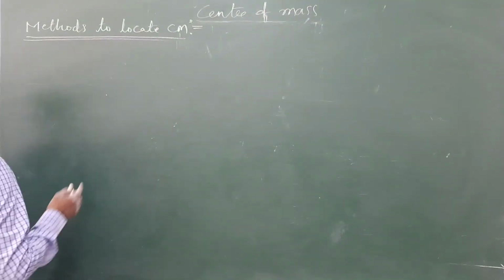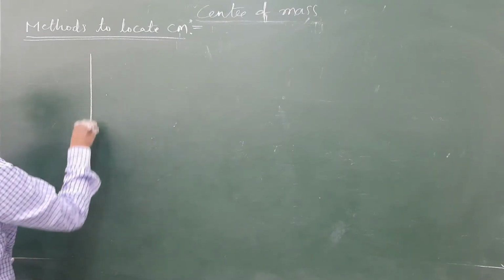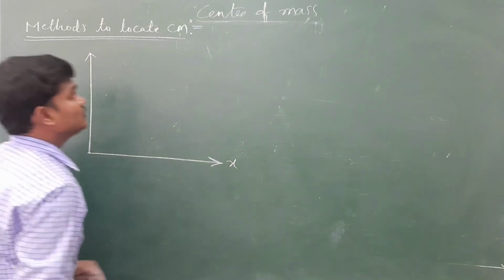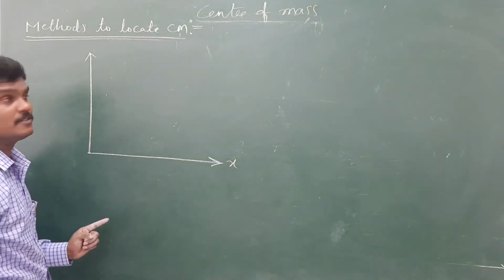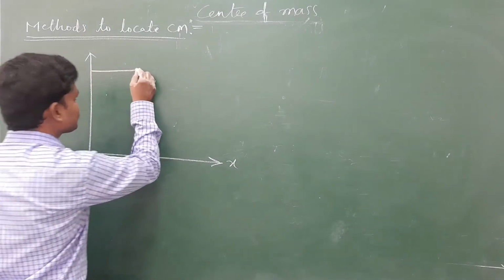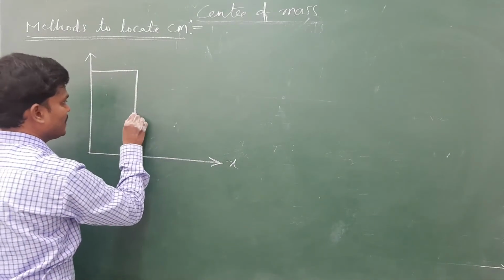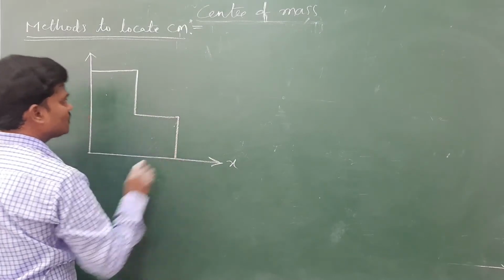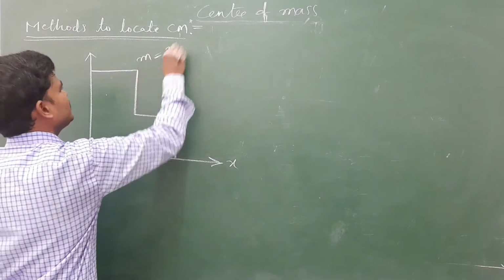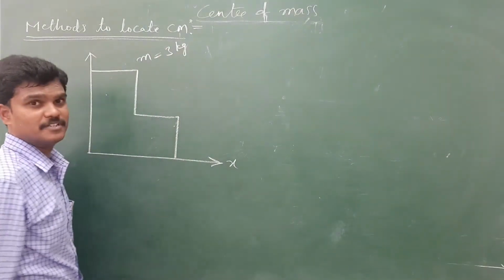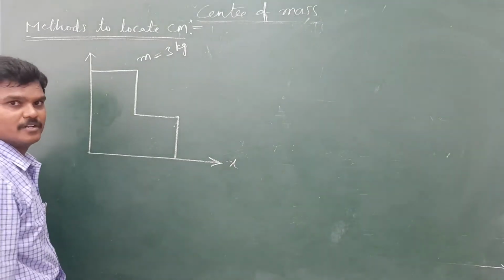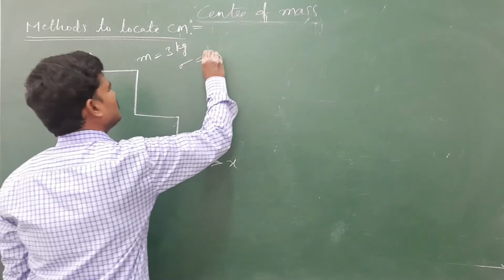See, let us try one problem directly. Now the target is to find the coordinates of the center of mass of a plane lamina, a plane sheet. The plane sheet looks like this. The total mass of the plane sheet is 3 kg. Let us suppose, for an easy way, I take 3 kg for the first problem. And let sigma be the mass per unit area.